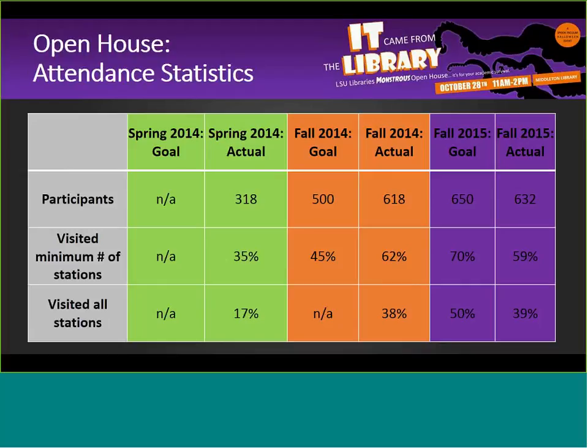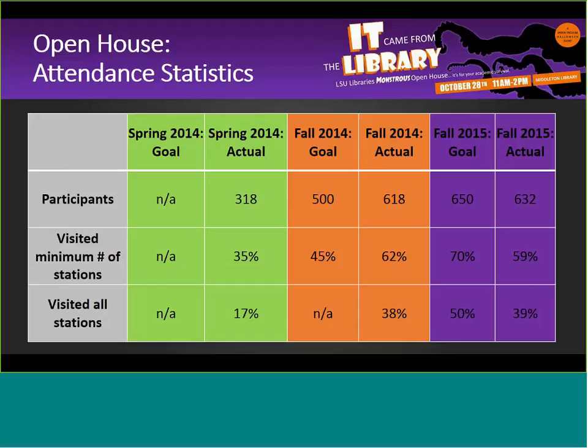So what you're seeing now is our attendance statistics over the years. We've done this 3 times now. I'm going to talk about spring 2014 first. We did not have a goal at all. We had no expectations. We had no way of knowing how many students would even attend. And so you can see that we had 318 students that actually swiped in at our check-in station that wanted to participate in our event.